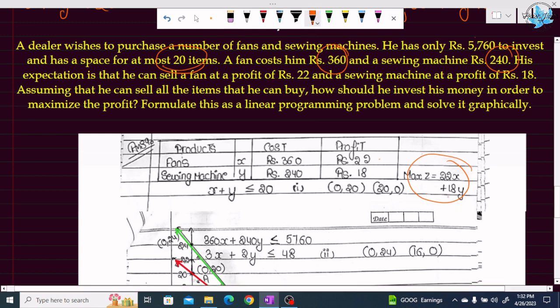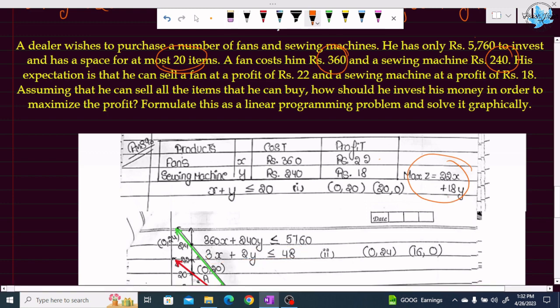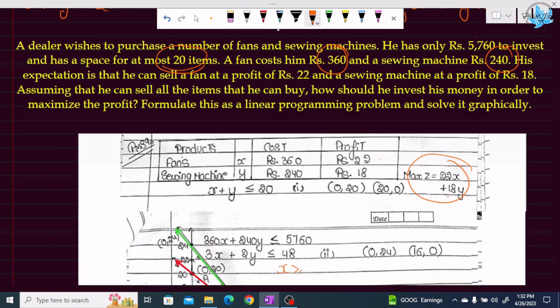Then you can take the common factor and you will get the simpler equation, that is 3X plus 2Y is less than or equal to 48. I hope you understood till here about the constraints, and then we know X is greater than or equal to 0 and Y is greater than or equal to 0.